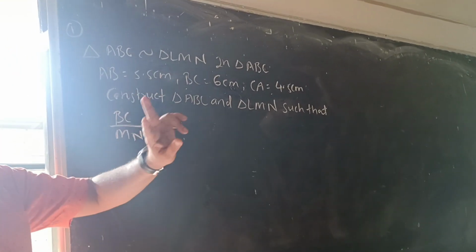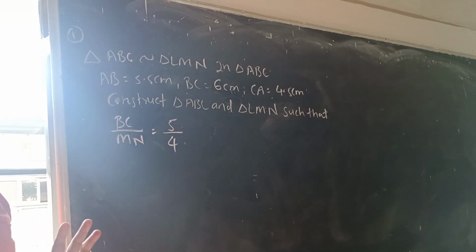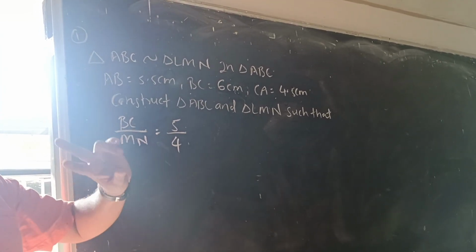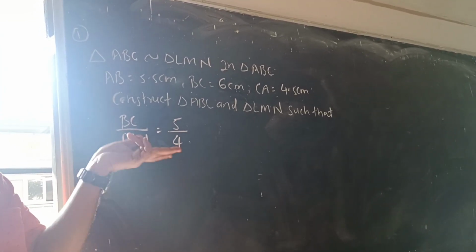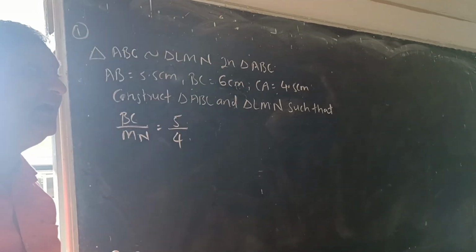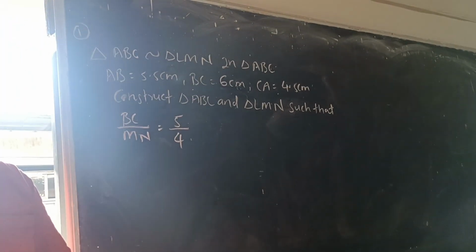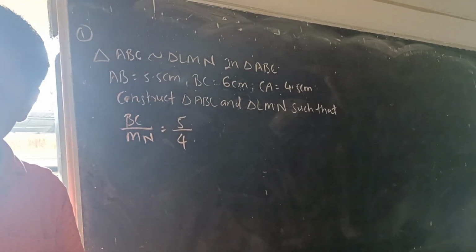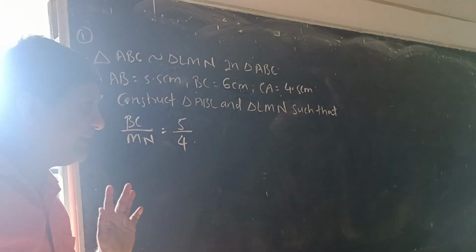Similarity and congruency, these two are different concepts. In similarity, their shapes are the same but their measurements are different, and in congruency their measurements are also the same and their shapes are also the same.